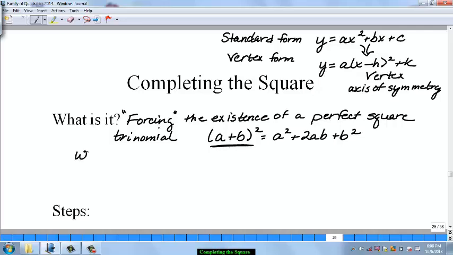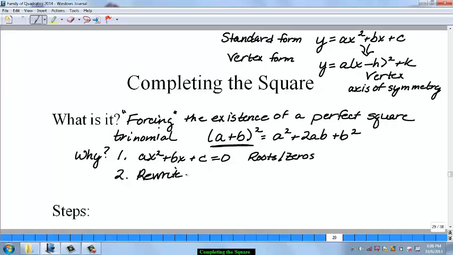Why are we doing this? Well, again, I'll just tell you why. The first thing that we did last year is we put the standard form equal to 0. This is what we did last year in Algebra 2 Trig. And then you guys were able to solve for the roots or the zeros. In this course, I don't focus on completing the square for this reason. I'm going to let you use the quadratic formula or factor. That's good enough. So basically here we're going to rewrite our equations into vertex form.